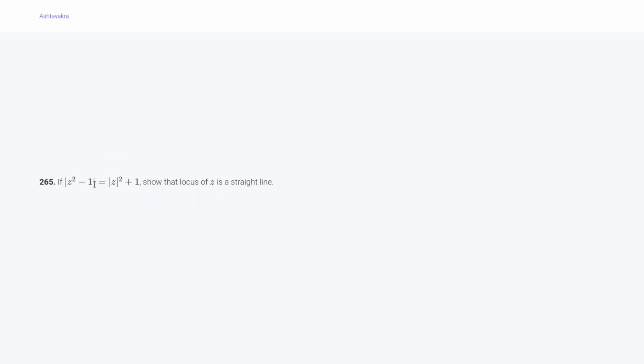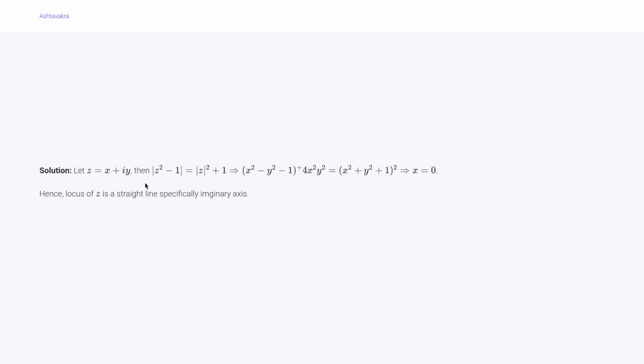Question 265 says that if mod z square minus 1 is equal to mod z square plus 1, show that the locus of z is a straight line. So we take z is equal to x plus iy. Mod z square minus 1 becomes x square minus y square minus 1. There should be something missing here. There is a typing mistake.